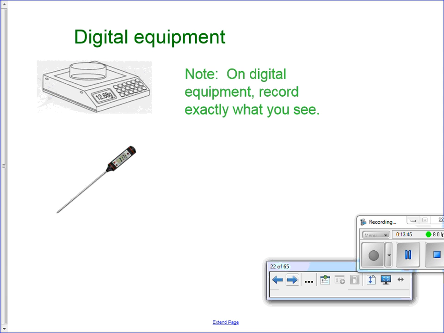Now, what about digital equipment where you can't see these intervals? On digital equipment, you should record exactly what you see. So on this balance, you would record 12.68. On this one, it looks like it's 31.7. There is no estimating on a digital balance or digital equipment. Record exactly what you see.